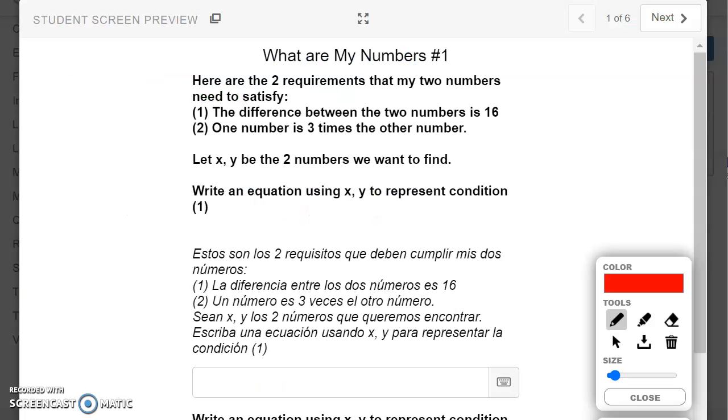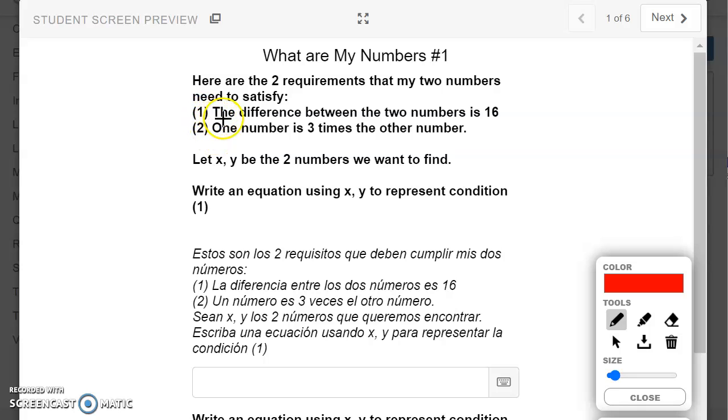So here we go. What are my numbers? Number 1, here are two requirements that my two numbers need to satisfy. The difference between the two numbers is 16. And one number is 3 times the other number. So we let x and y be the two numbers we want to find, and we begin by writing an equation using x and y to represent condition 1.